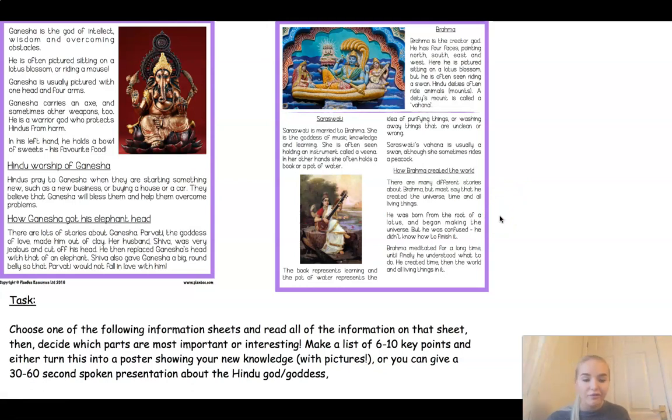So, your task is choose one of the following information sheets. Read all of the information on that sheet, making sure you understand what it is telling you and what you have learned. And then I want you to decide which parts are most interesting or important. So what bits do you remember just from reading it once?